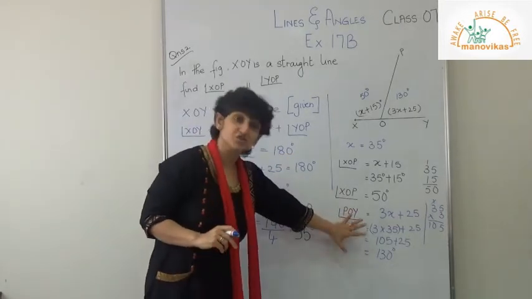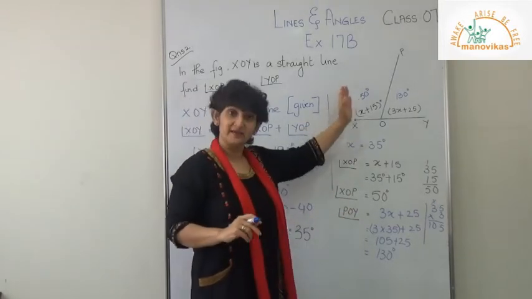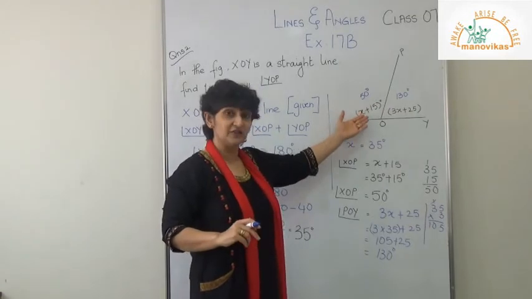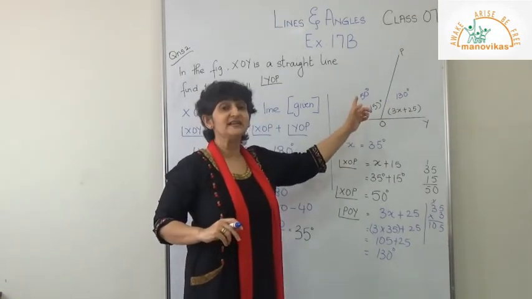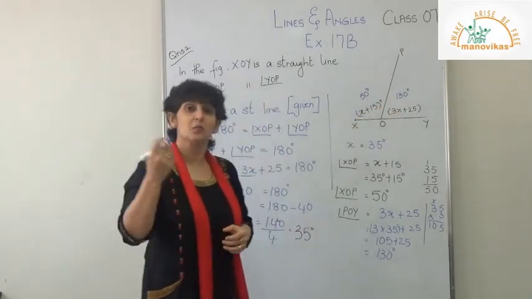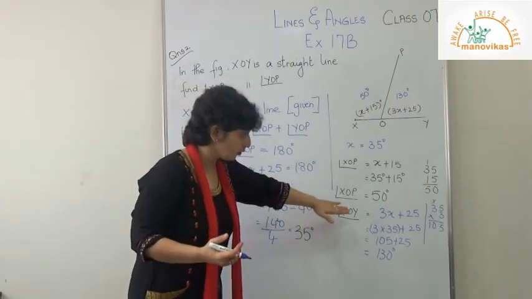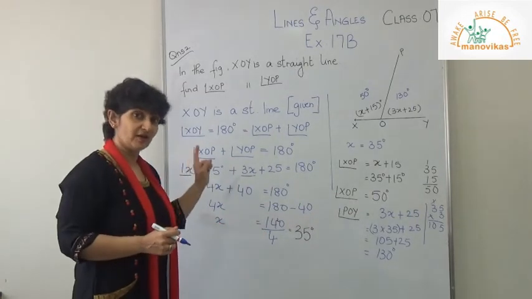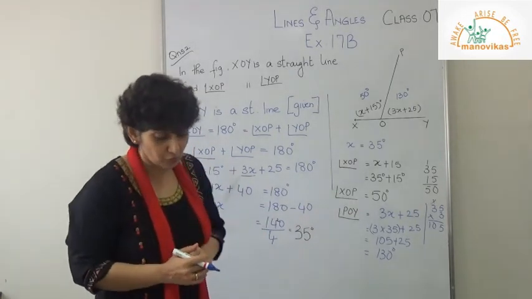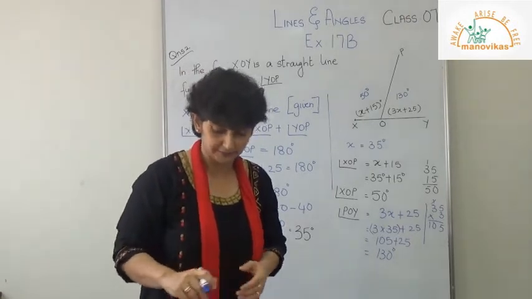Children, this portion you needn't do. Actually, if you understand, once that one is 50, you know this is a straight line. You can directly do it as 180 minus 50 and get 130. Or you can also solve it this way. I hope I'm clear. We have understood the sum. Let's move on to question 3.